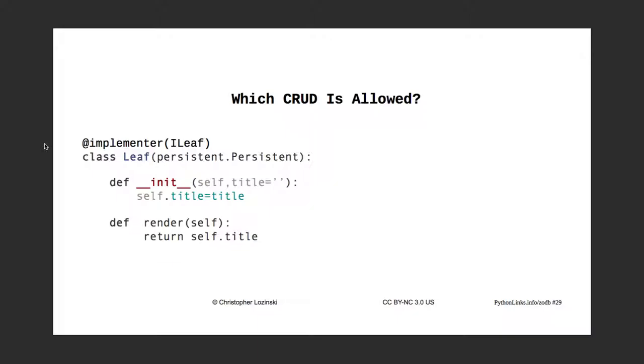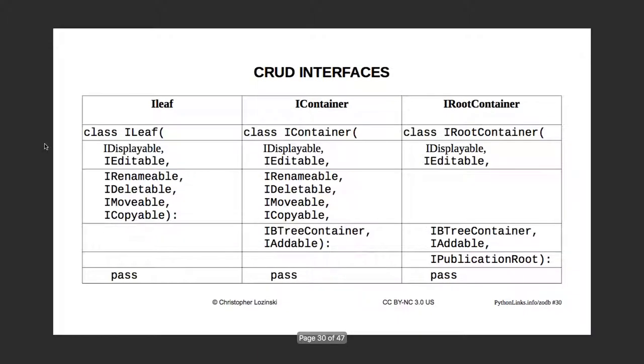And remember, here's the leaf class. Again, we have the implementer decorator saying that it implements ILeaf. Once you do that, let's take a look at what ILeaf does. Imagine a tree: you've got basically three different types of things. You've got leaves, you've got containers, and you've got the root container. They all behave differently, and the more complex applications are going to have even more variety, but this is the basic place to start.